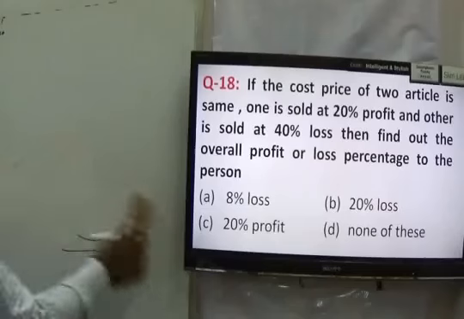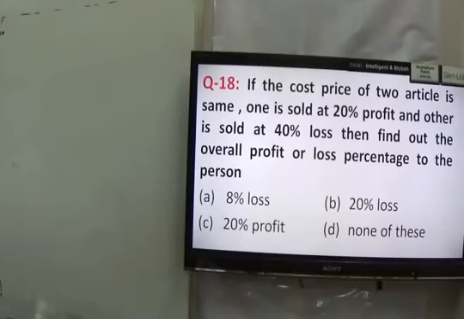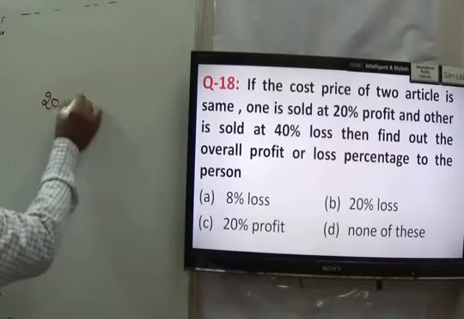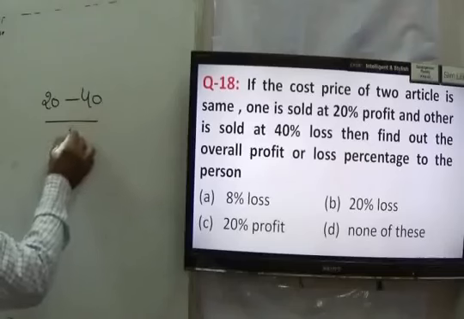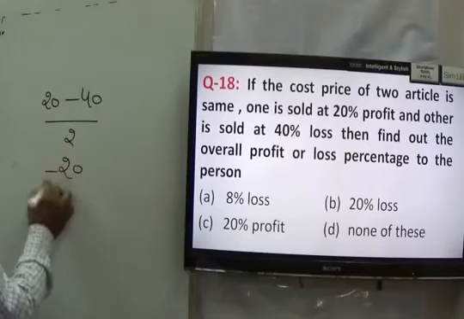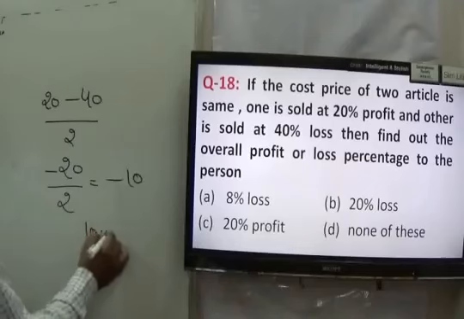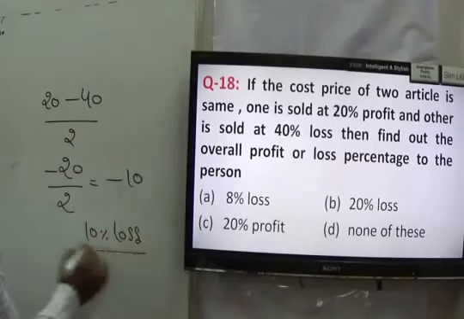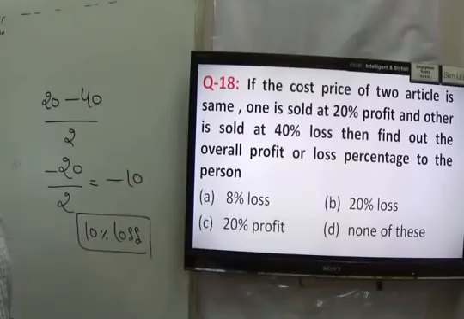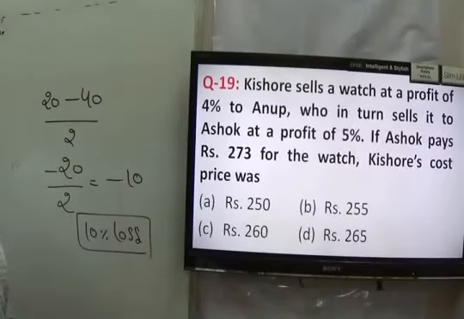In that case, we just take the average. Average means the first there is a profit of 20, then loss of 40, by 2. So we may take it as minus 20 by 2. That is minus 10. So we can say there is a 10% loss. That's my answer. So I can say that the loss percentage of the person is 10%. The answer to your question is D.